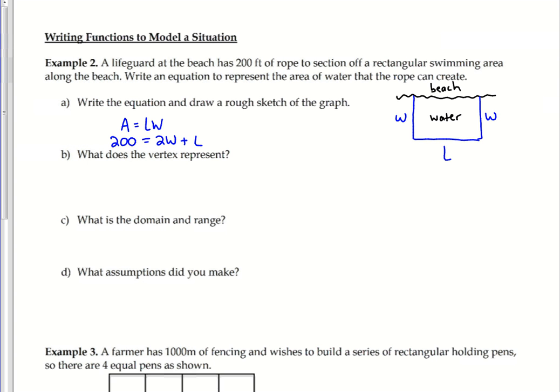And so we can rearrange this, change my area formula, so we only have 1 variable. We're going to replace the L or replace the W. It doesn't matter which one, it's up to us. Which is the easiest to isolate for, L or W? L, because it has a coefficient of 1. So let's get L by itself. How am I going to get L by itself? Subtract 2W from both sides. And so I can actually rewrite this formula as L equals 200 minus 2W.